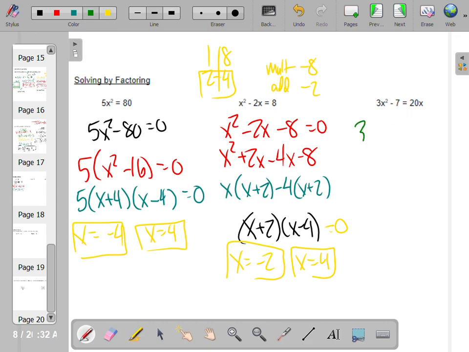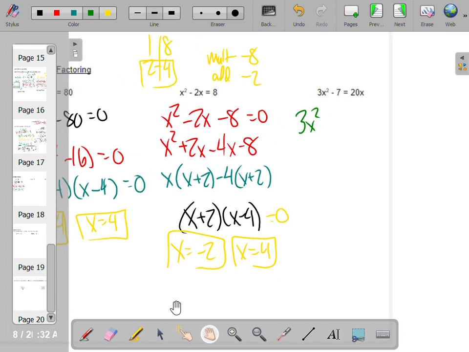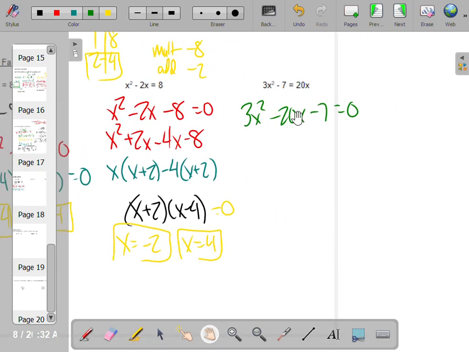Get everything on one side. 3x squared, I need more room. 3x squared minus 20x. And make sure you write it in standard form. Okay, write it in standard form. Put the b term in the middle.